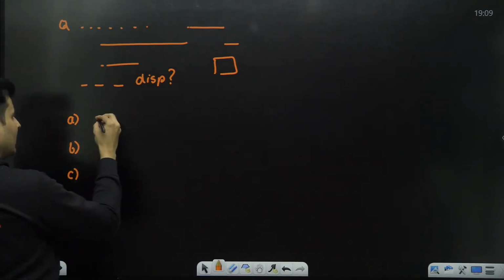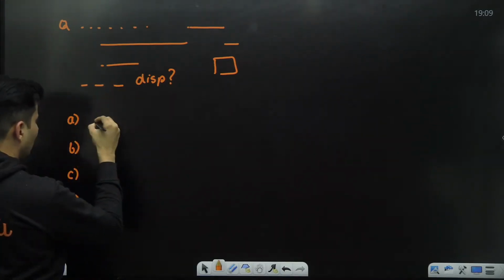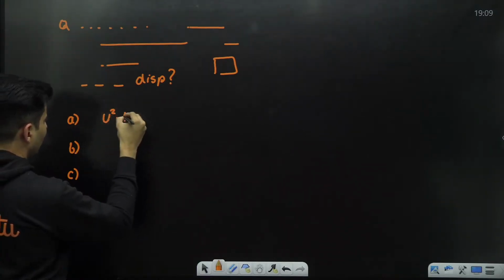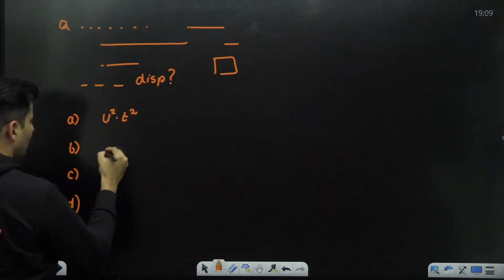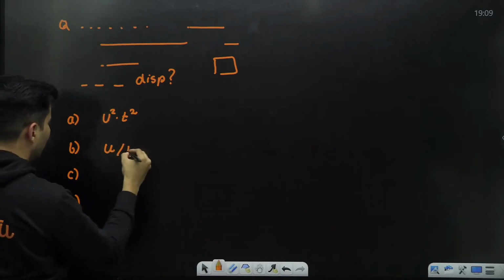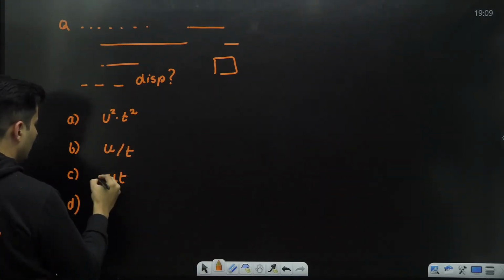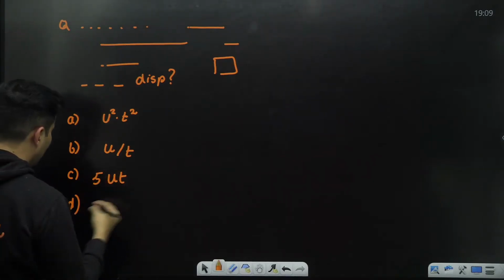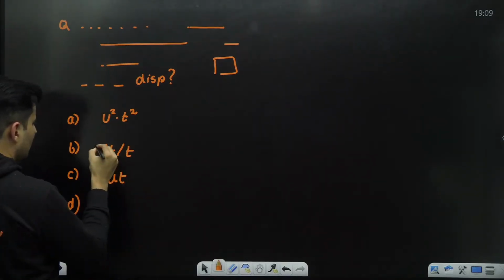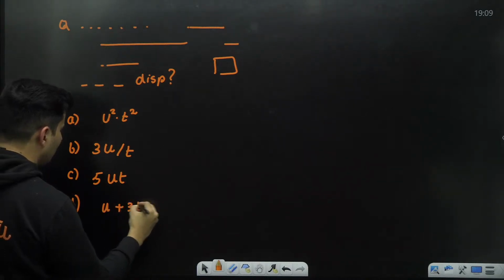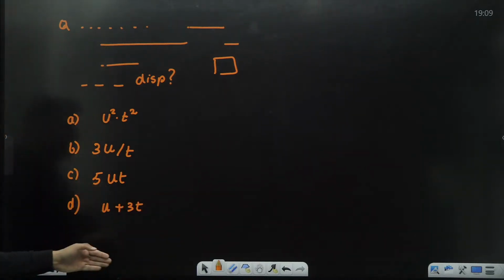Some big thing is there, and there are some options given, A, B, C, and D. One of the options says, for example, speed square into time square. Another option says speed divided by time. Another option says speed into time, 5 times. And the last option says, let's say, speed plus 3 times time. Some random options are given.